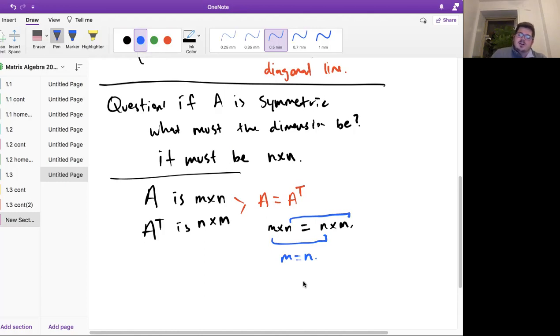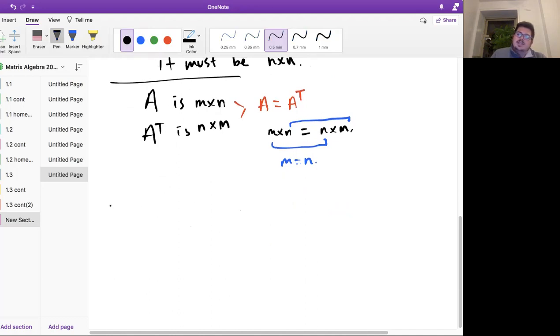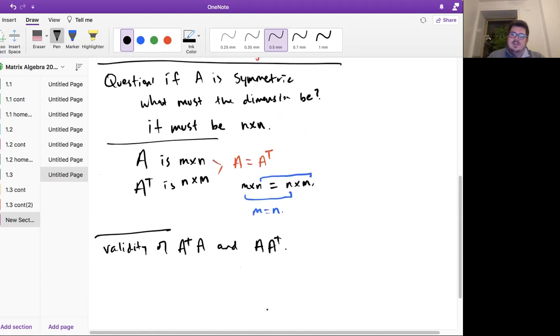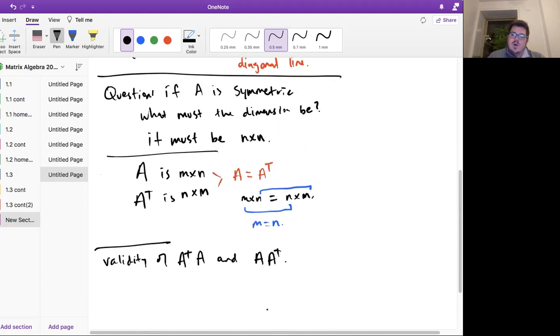There is actually a problem in the homework that asks about the validity of A transpose A and A A transpose. Just based on this definition, you could probably figure out why that's true, just based on what transpose does. So there's that. All right, any questions on symmetry and transpose right now? It's a pretty simple action. Just flip-flop rows and columns.